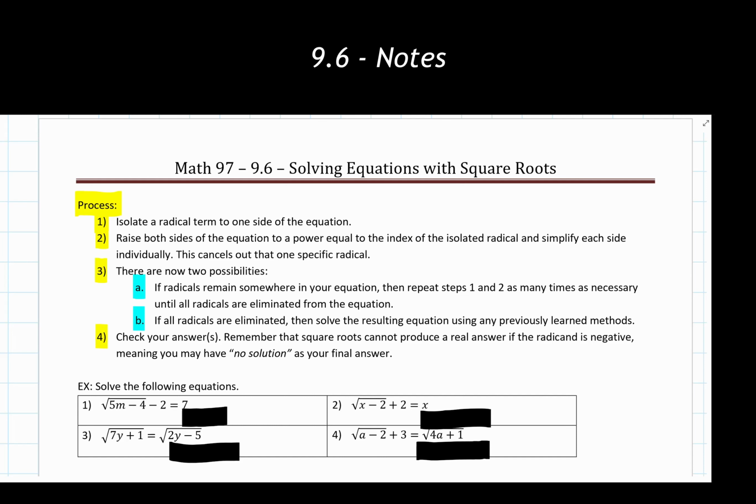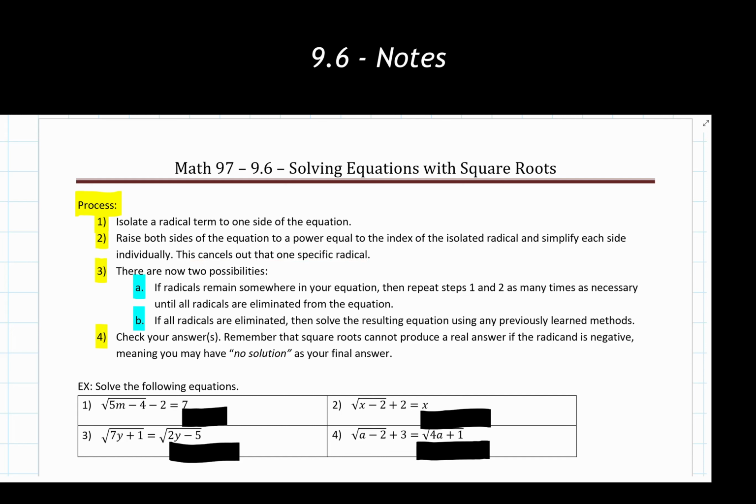So once I have a radical all by itself on one side of the equation, then I'm going to raise both sides of the equation to a power equal to the index of the isolated radical, and then simplify each side individually. Now for the purposes of this video, we are working with square roots, so we are going to be raising everything to the second power. Again, the main reason behind this is that it's going to cancel out and simplify by getting rid of some of the radicals that we have right here. So one radical should be gone right after we've done this step.